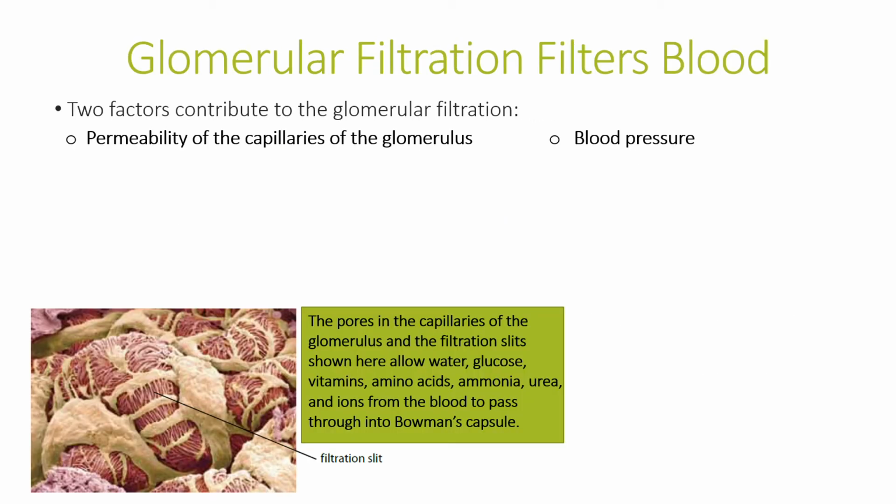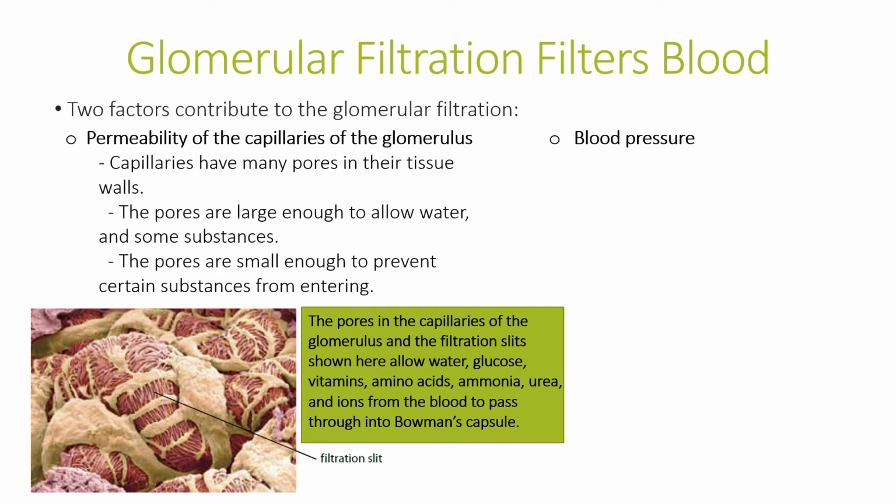There are 2 factors that contribute to glomerular filtration. The first one is the permeability of the capillaries of the glomerulus, and the second one is the blood pressure. For the first one, the capillaries of the glomerulus have many pores in their tissue walls. They are large enough to allow water and most of the dissolved substances in the blood plasma to pass easily through the capillaries and into the Bowman's capsule. However, they are small enough to prevent proteins and blood cells from entering.